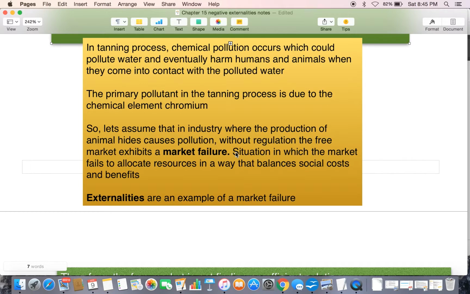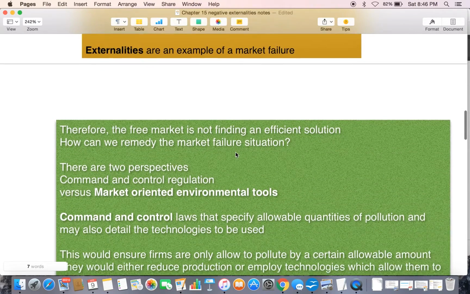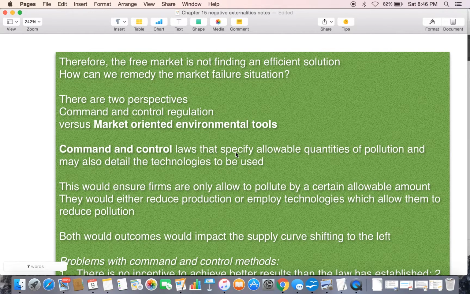This pollution represents a market failure where the suppliers of the animal hides, the industry, and the buyers of the animal hides, the consumers, who maybe are businesses that are buying animal hides to make purses and shoes and leather seats for cars, they're not being affected by this pollution, or minimally so, but third parties are. So if the free market is not finding an efficient solution, how can we remedy the market failure situation?